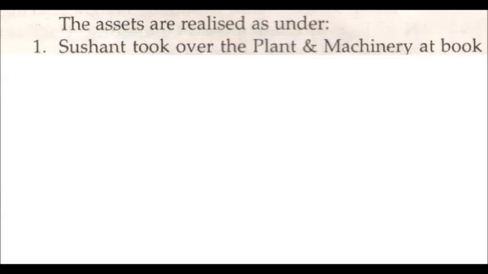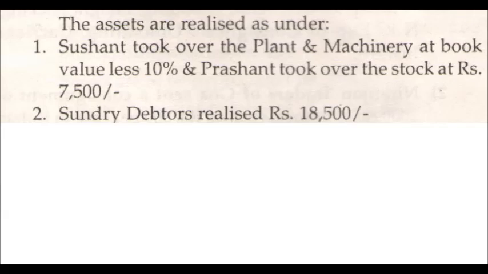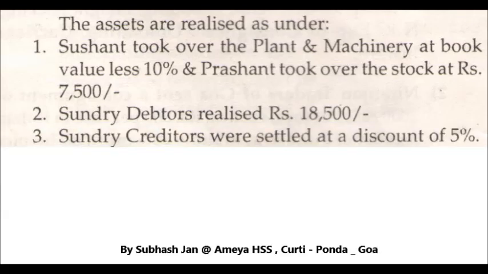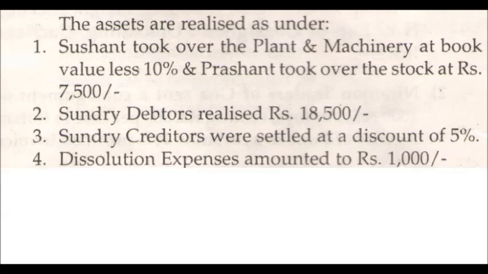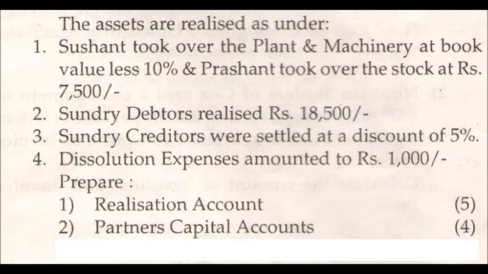The assets are realized as under: number 1, Sushant took over the plant and machinery at book value less 10%. Then Prashant took over the stock at rupees 7,500. Debtors realized rupees 18,500. Then 3, creditors were settled at a discount of 5% and dissolution expenses amounted to rupees 1,000. Prepare realization account, partners capital account and the bank account.